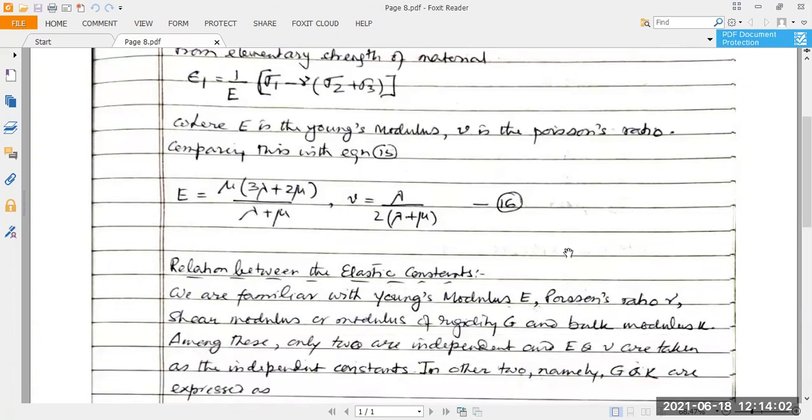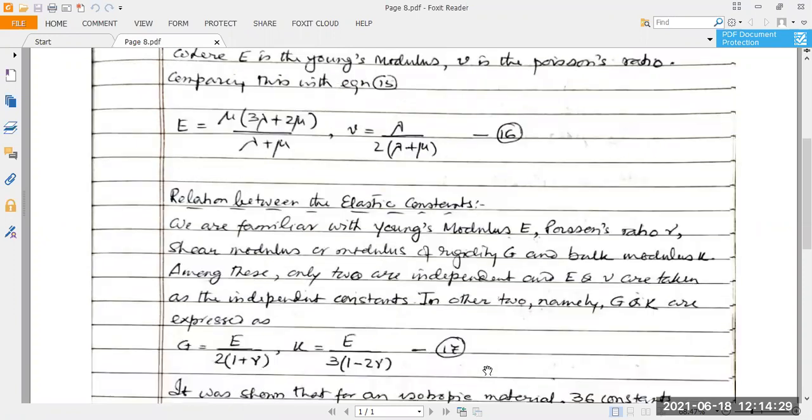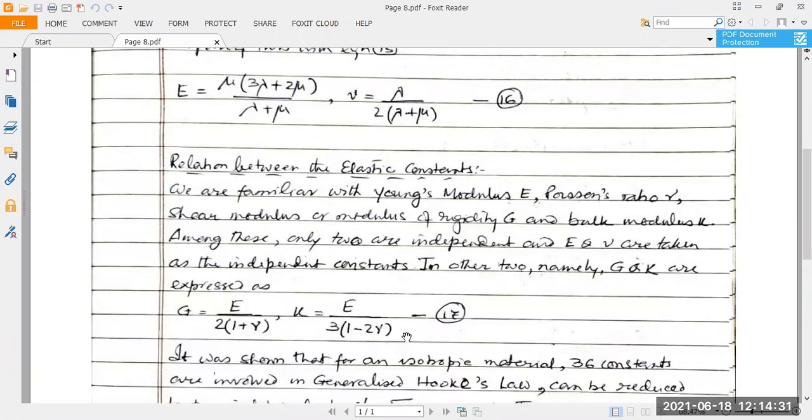Now, what is the relation between the elastic constants? We are familiar with the Young's modulus E, Poisson's ratio nu, shear modulus or modulus of rigidity G, and bulk modulus K. Among these, only two are independent, and E and nu are taken as the independent constants. Otherwise, G and K can be expressed in terms of E and nu with this relation itself.